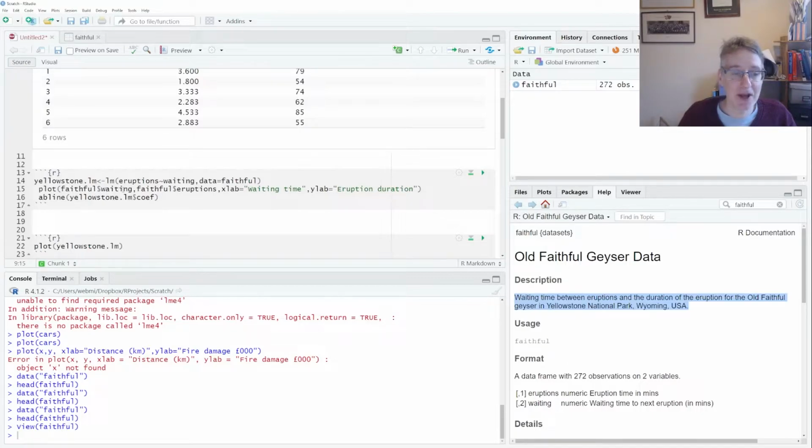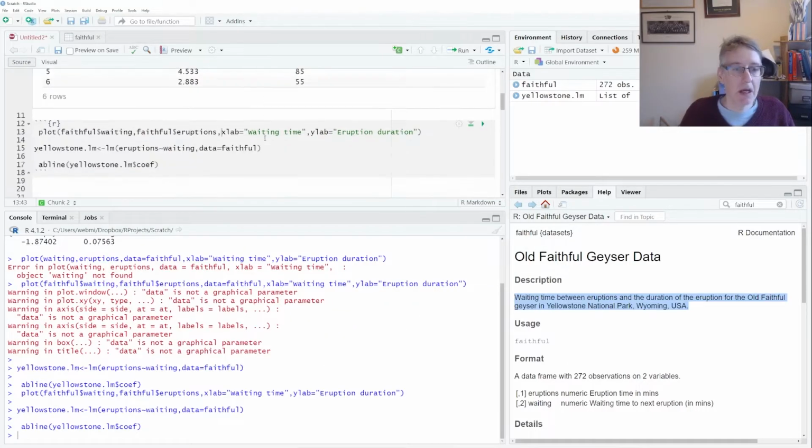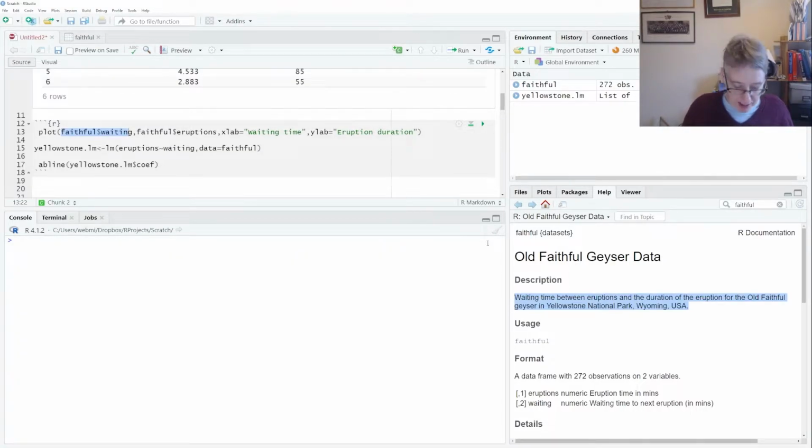So how are we going to do this linear modeling? We're going to first of all plot this data before we do anything else. If you've got to this stage, you may have seen this before. But the plot command, in general, in R, we're going to plot X against Y. And here we're going to plot the waiting time.